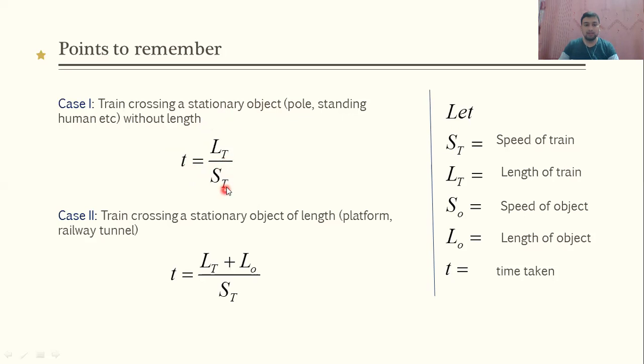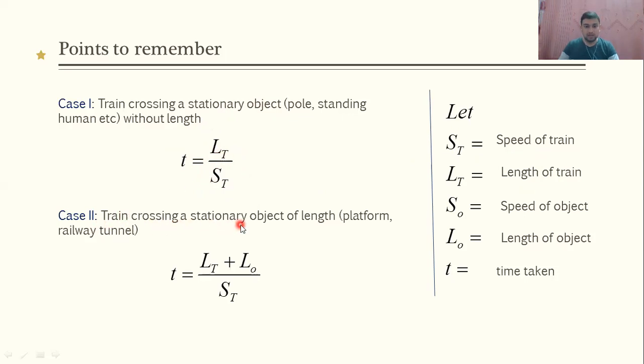LT upon ST. What is LT? Length of train. What is ST? Speed of train. See, time is equal to distance divided by speed. What is distance here? Length of the train. What is speed? ST, the speed of train. LT, length of train.